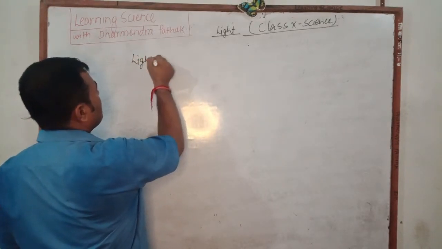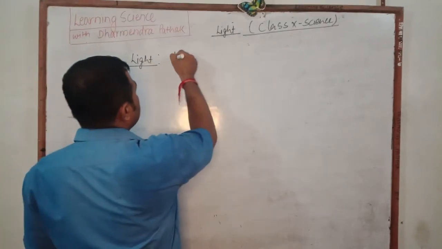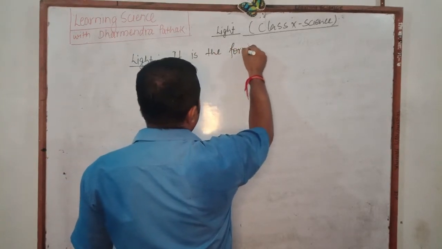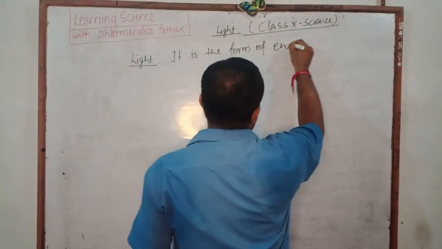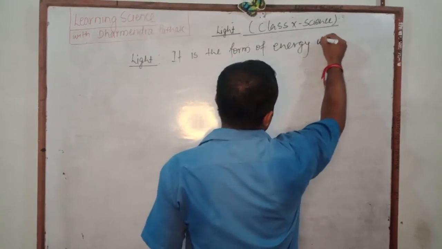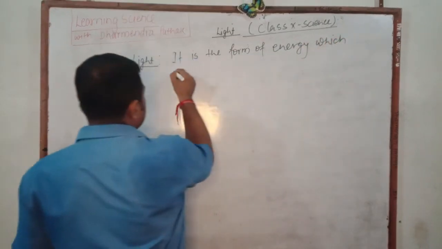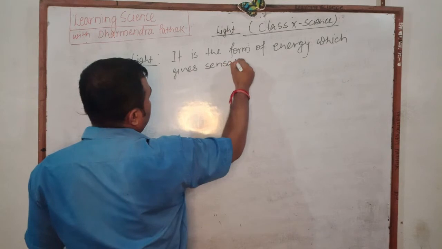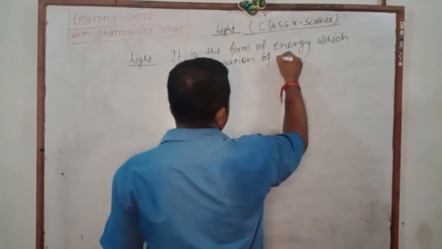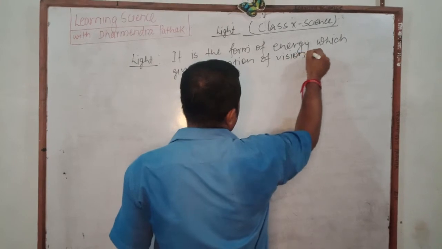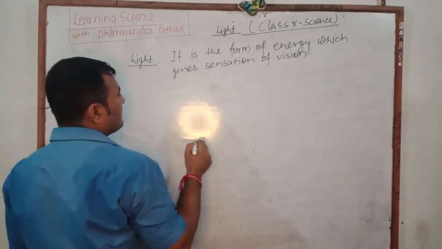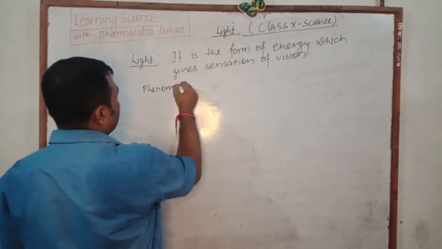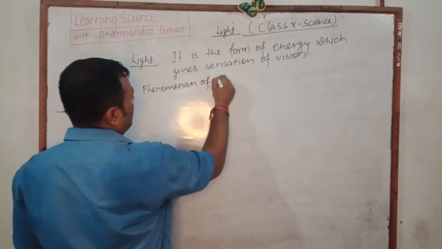We can define light as the form of energy which gives the sensation of vision. Without light we can't see any object. And here are the different phenomena of light.